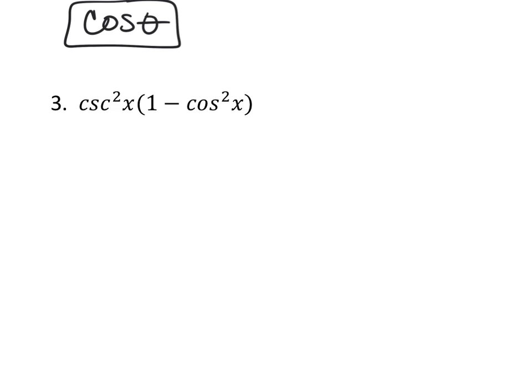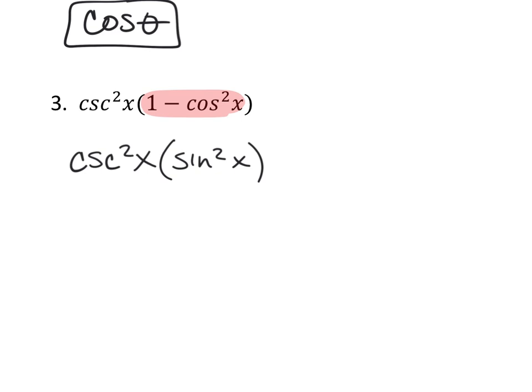Here's what I want you to recognize. Do you see this anywhere on your formula charts? It's sine squared of theta. Which identity is that called? The Pythagorean identity. 1 minus cosine squared of x is the same thing as sine squared of x, or theta. So we've got cosecant squared of x times sine squared of x. What should we do next? Because remember, we're still trying to get things to just be one trig function.